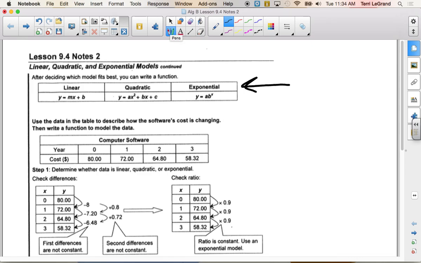After you decide which model is the correct one for the data set, then you're going to have to write the function. Well, if you've decided that it's linear, then we're going to be able to write it in slope-intercept form. Remember our y equals mx plus b? What does the m represent in that function?